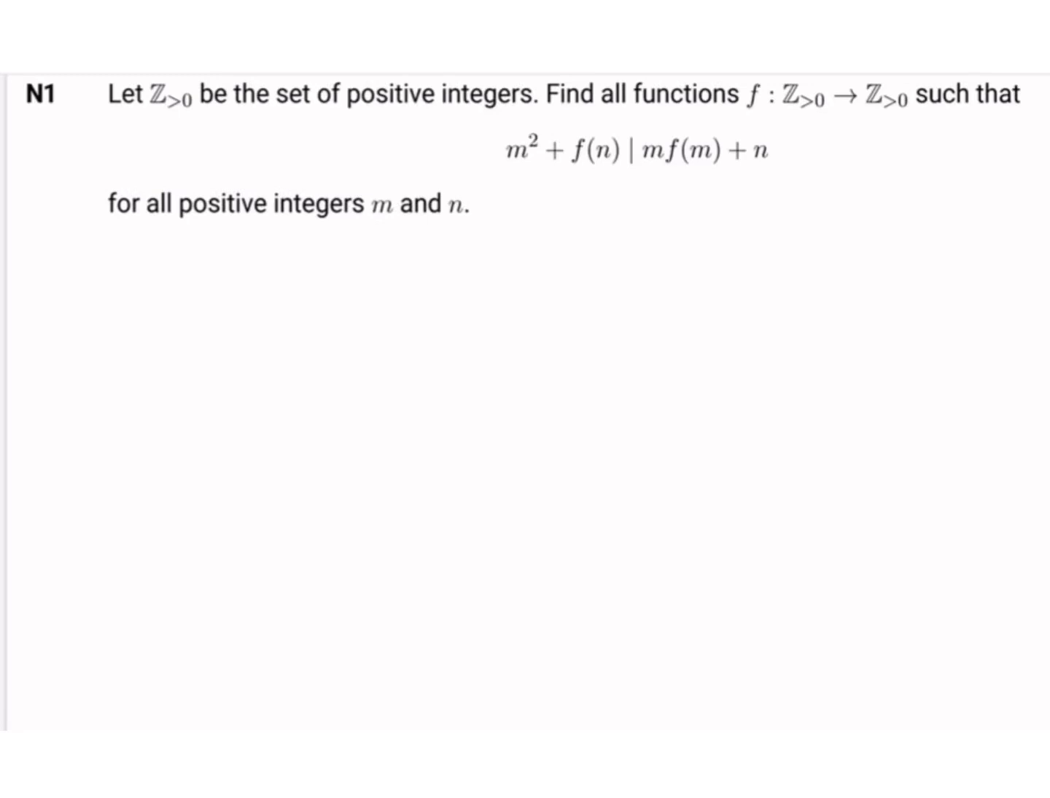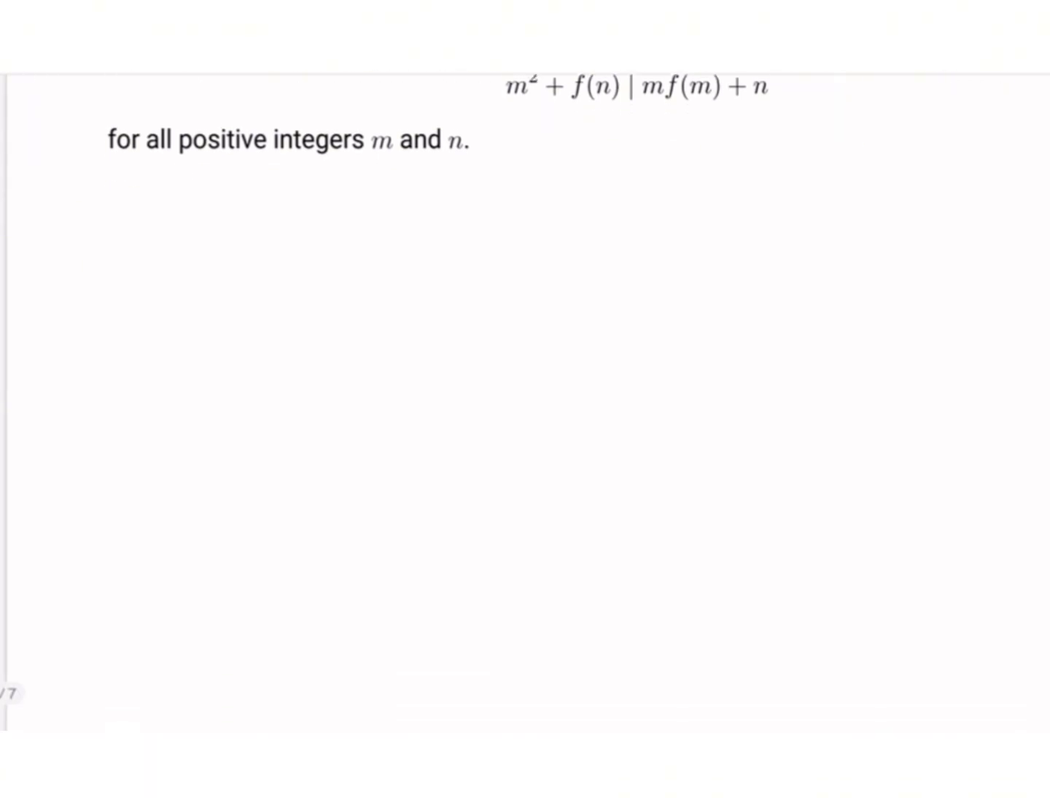Here's the problem statement. It says find all functions f from positive integers to positive integers such that m squared plus f(n) divides, this is the division symbol, m times f(m) plus n. What we do with Olympiad problems involving functions is that we usually plug in some special numbers to the function and try to get special values, and we will do nothing else in this question.